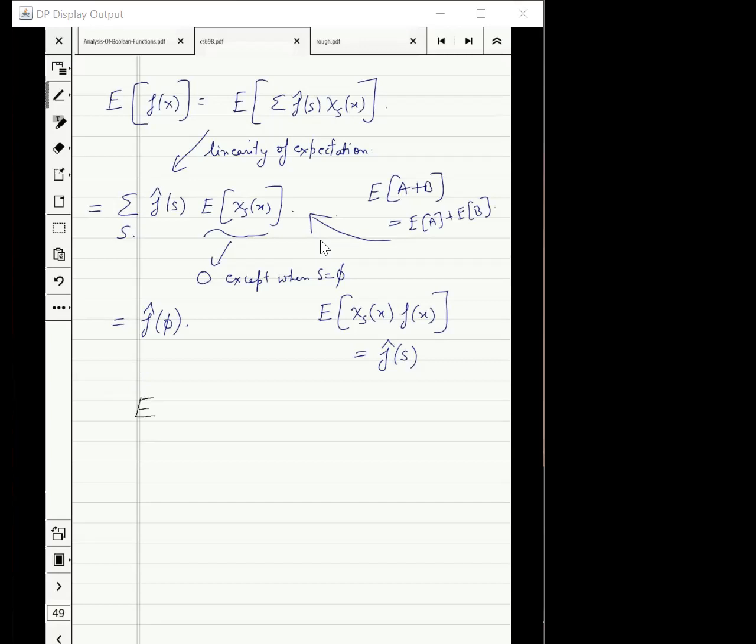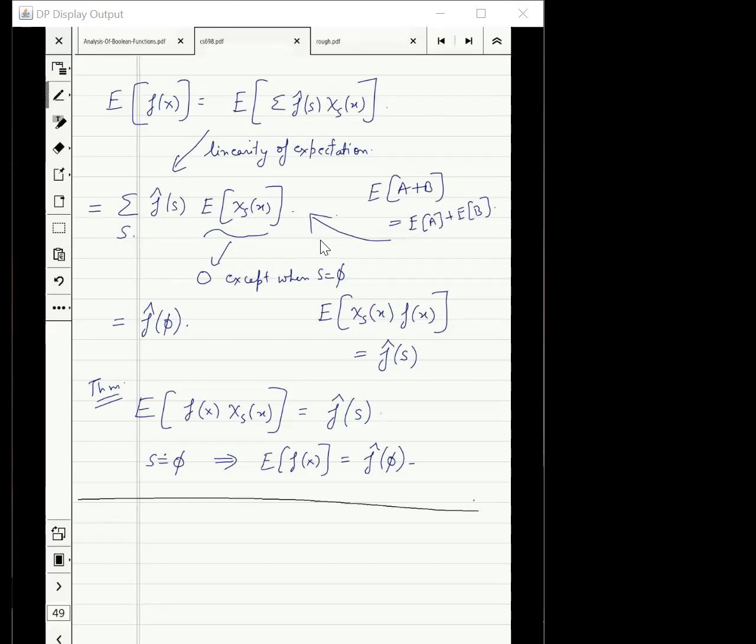So we can write it as a theorem. Nice. Thank you. We can also say that this quantity is equal to f hat at s. When you take s equal to phi, that will give you the previous statement which said that expectation of f(x) is f hat at phi. This is a more general statement, and the proof is exactly the same. You just multiply f(x) with chi s of x everywhere. Remember what happens when you multiply two parities, and then apply linearity of expectation. You can do the proof yourself. Remember yesterday also, when we multiply two parities, what happens, and then apply linearity of expectation, you will get this.